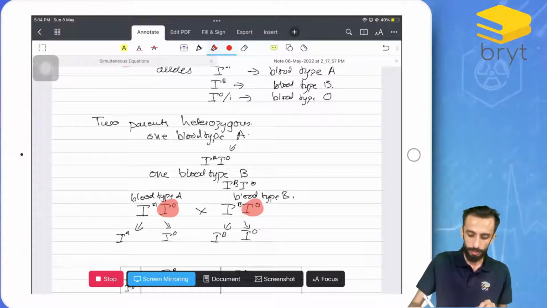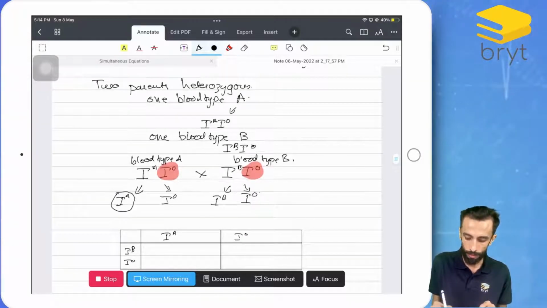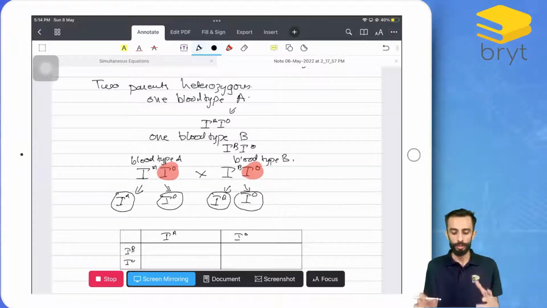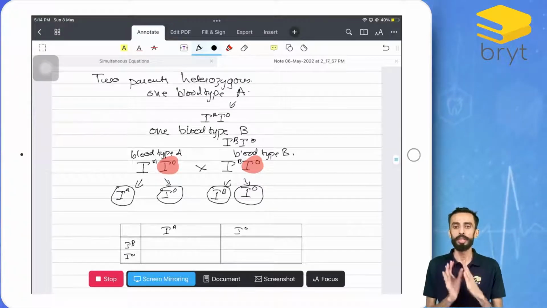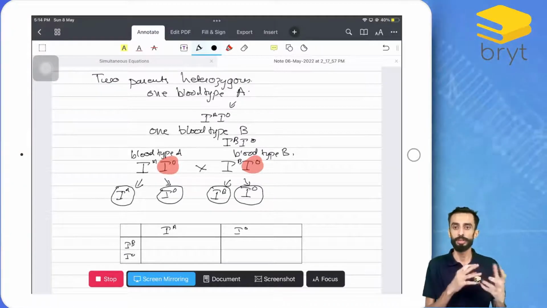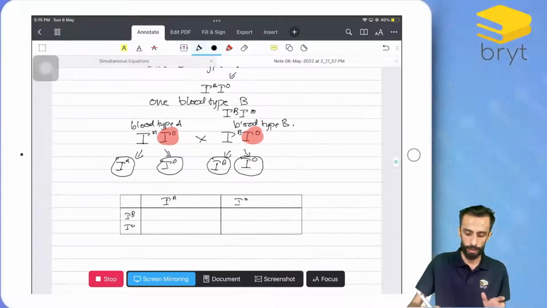So when we form the gametes here, you can say one gamete will get IA, the other will get IO, this will get IB, this will get IO. So these are the two alleles, and now we can draw a Punnett square and you will see how we get all four different blood types because of this codominant nature from these gametes. So let's do the cross together.